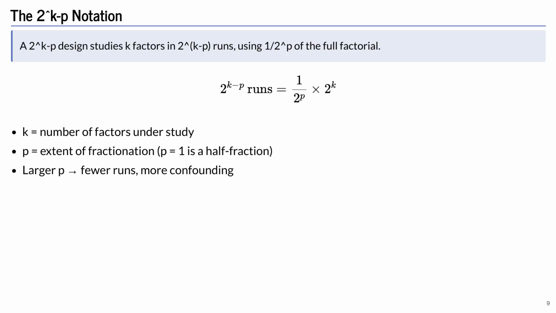The notation 2 to the k minus p captures this precisely. You are studying k factors. You are running 2 to the k minus p observations. The p tells you the extent of fractionation. P equals 1 is a half fraction, p equals 2 is a quarter fraction, and so on. Each unit increase in p halves the run count and doubles the confounding. For our coding study, k equals 5 and p equals 1, giving us 2 to the 4 equals 16 runs, exactly half the full factorial.